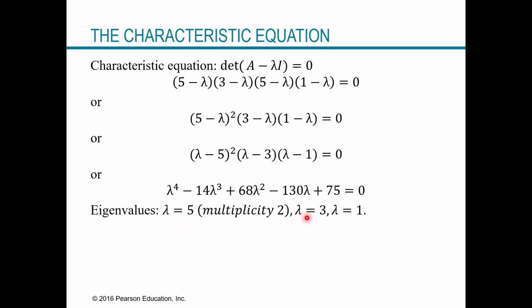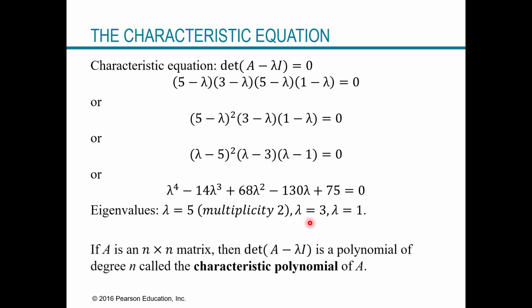And then our other eigenvalues, lambda equals 3, lambda equals 1, each have multiplicity 1. They only occur once. And then in general, if A is an n by n matrix, then the determinant of A minus lambda I is a polynomial of degree n called the characteristic polynomial of A. So you could tell very much at this step why we say that. So this is a polynomial, and notice that it's degree 4, and our original matrix A was a size 4x4.